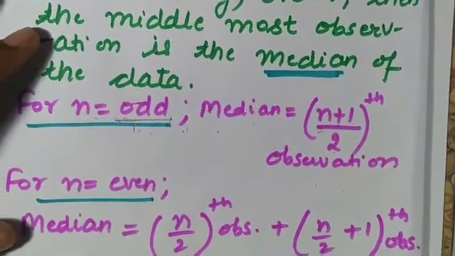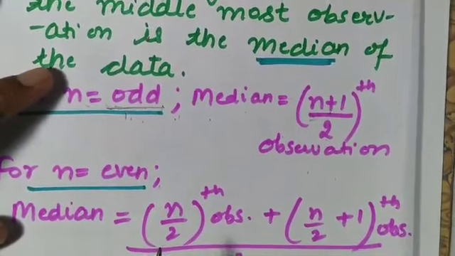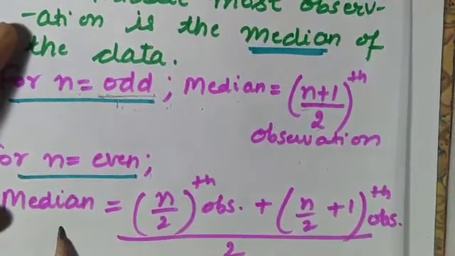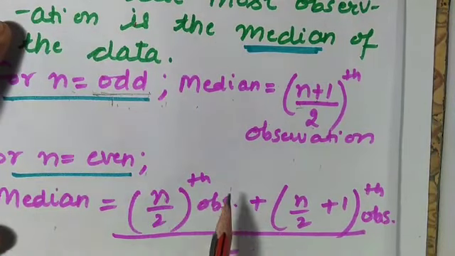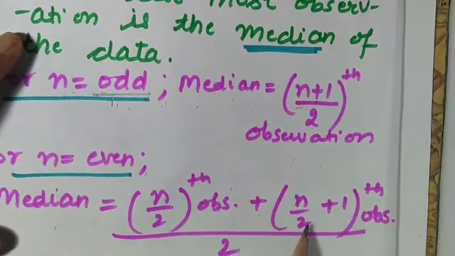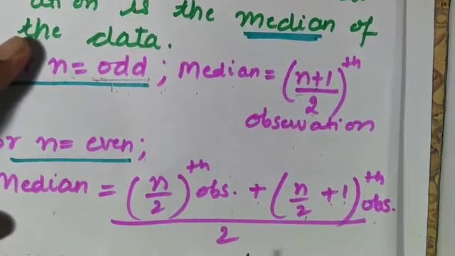Now the second case, when the number of observations is even, how will you calculate the median? The median can be calculated by using this formula: the n by 2-th observation plus the (n by 2 plus 1)-th observation, whole divided by 2.